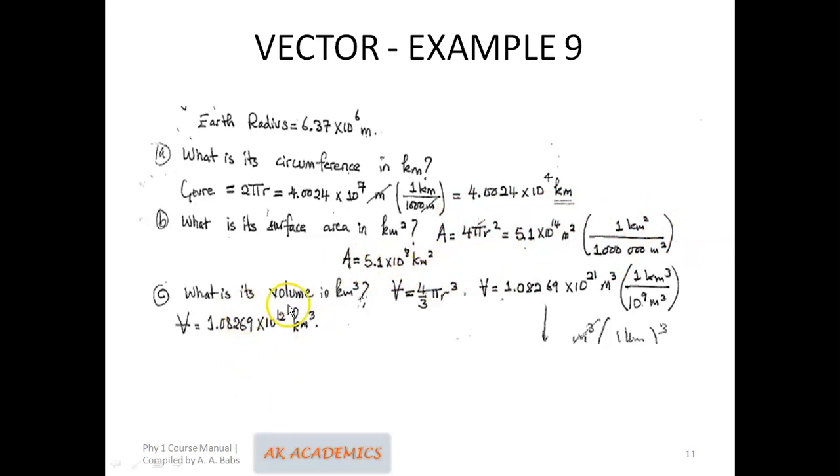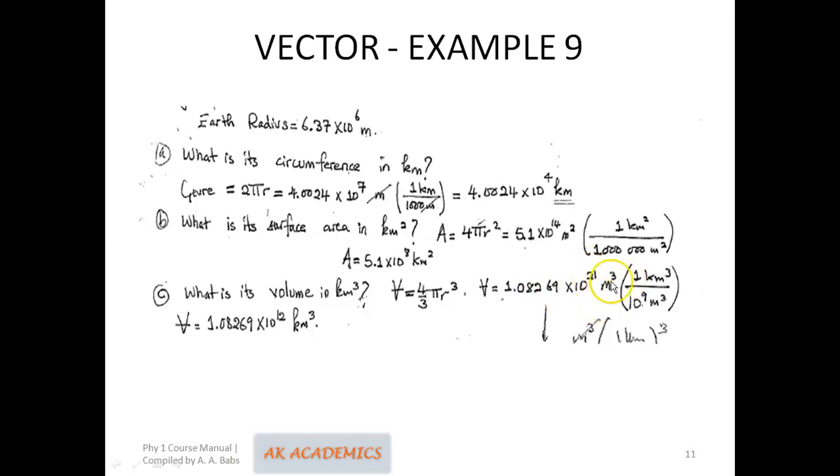The last one says, what is the volume in cubic kilometers? For the volume of a sphere, we have it to be 4 over 3 pi r cubed. If you supply pi as 22 over 7 multiplied by 4 over 3 multiplied by the radius given to us raised to power 3, you obtain something like 1.08269 times 10 raised to power 21 cubic meters.